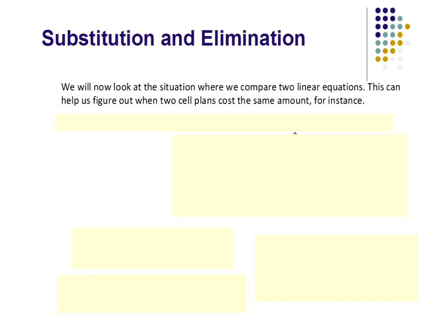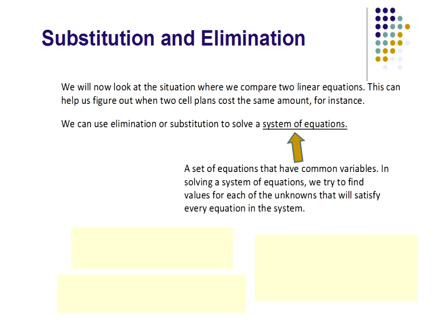Okay, the last thing we'll do tonight is we'll be looking at solving a system of equations. And so we can compare, for instance, two cell phone plans to see when they would cost the same amount. And we can do this when we have a system of equations. Now, a system of equations is a set of equations that have common variables. They're both dealing with cost and time, or they're both dealing with x and y.